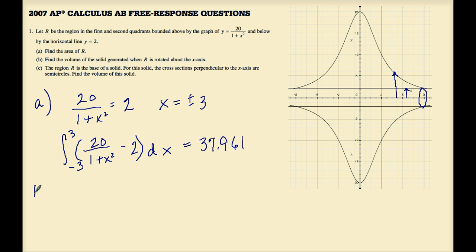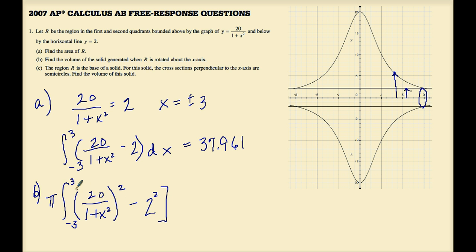So let's set up this integral. We will need pi since the cross-section is a circle, and we'll be integrating once again from -3 to 3. The outer radius is 20 over 1 plus x squared, quantity squared. The inner radius is 2 squared. And of course, we're integrating with respect to x. Using our calculator, we find that this volume is 1871.190 cubic units. Now let's look at letter C.